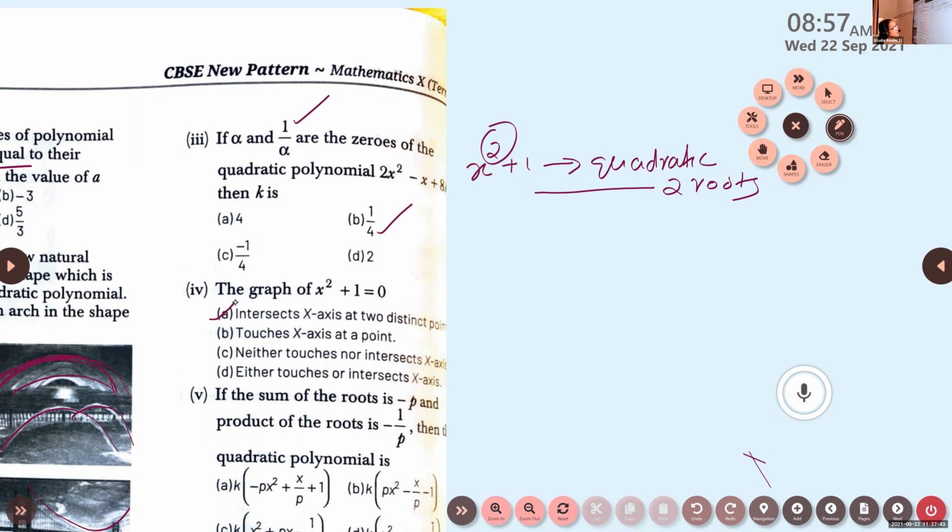Anyone? Any other? Elsa, Isha, Shania, Aditya? Any other answer you have? Because the degree is 2, you know that.